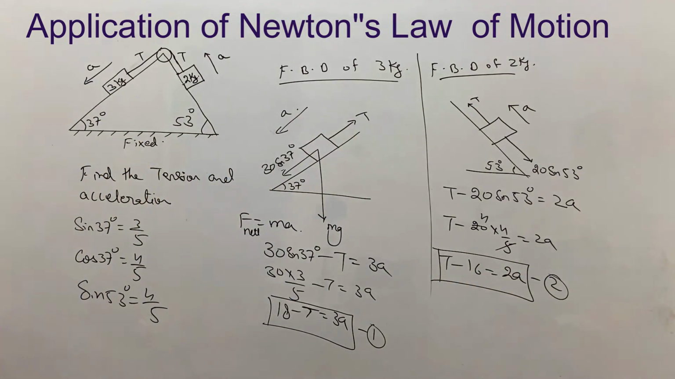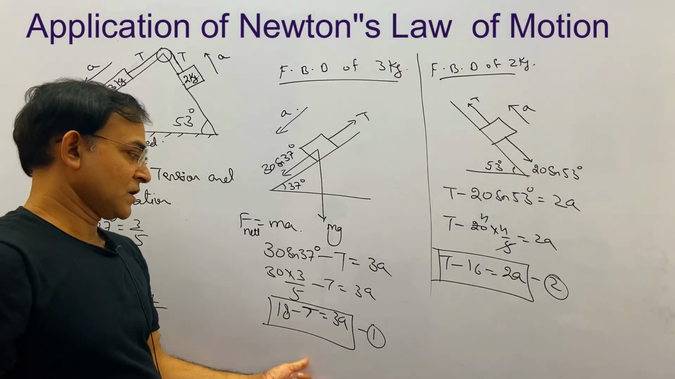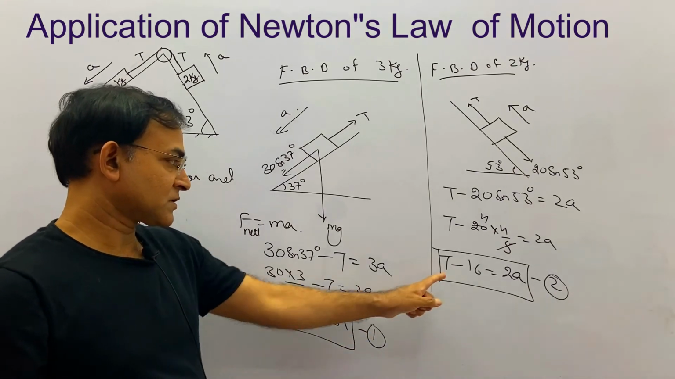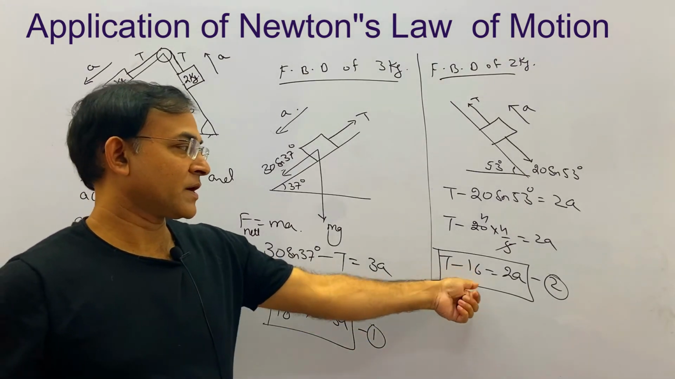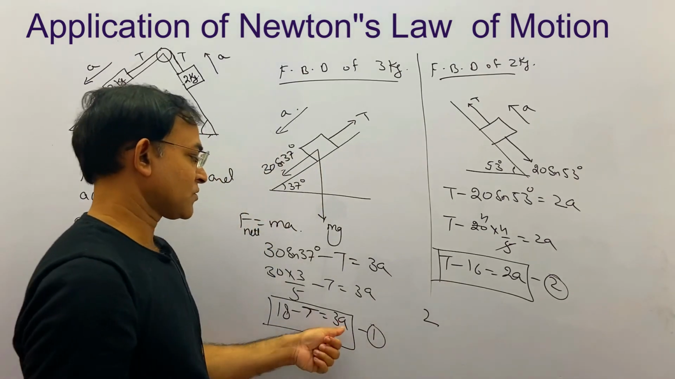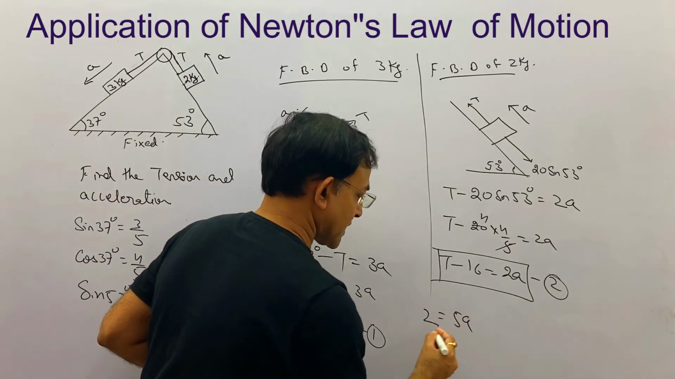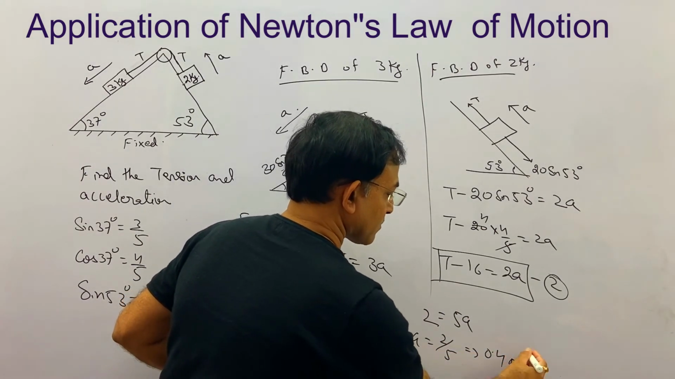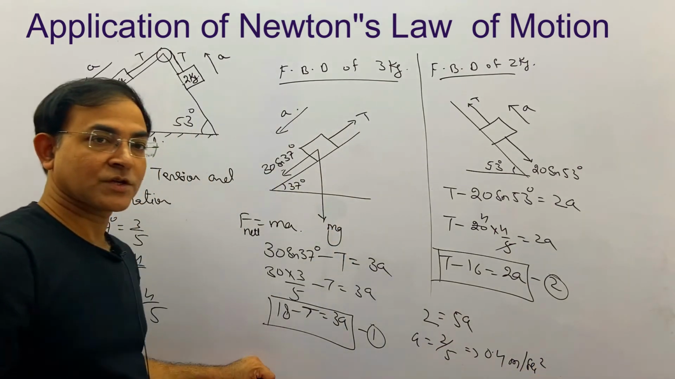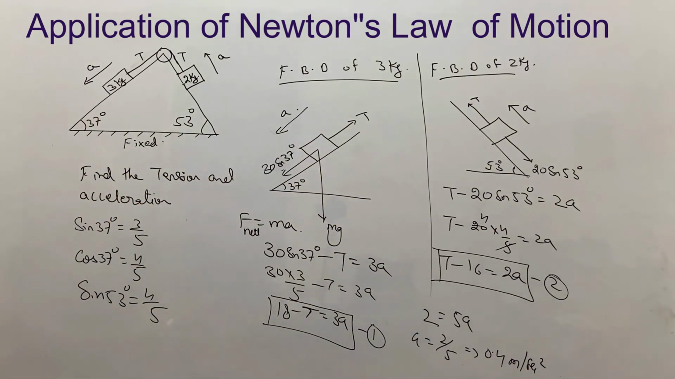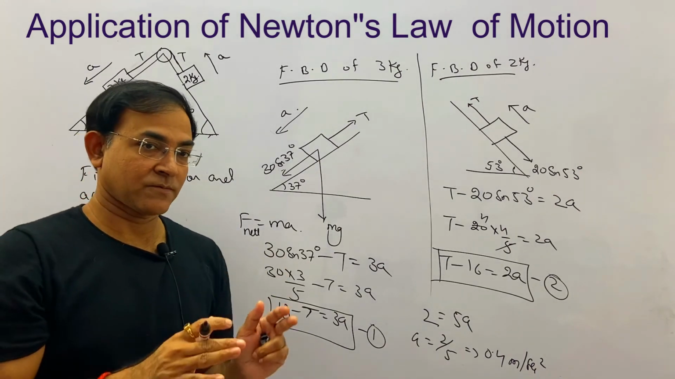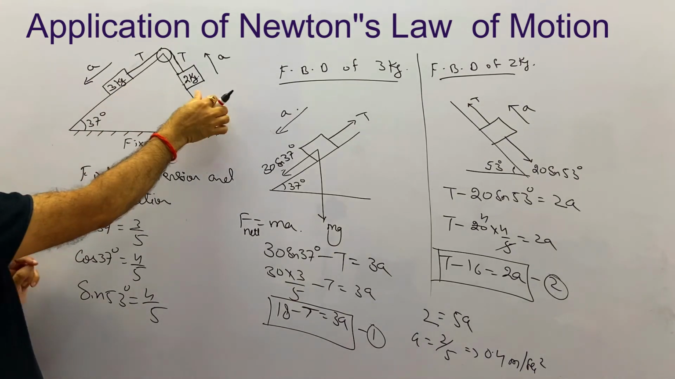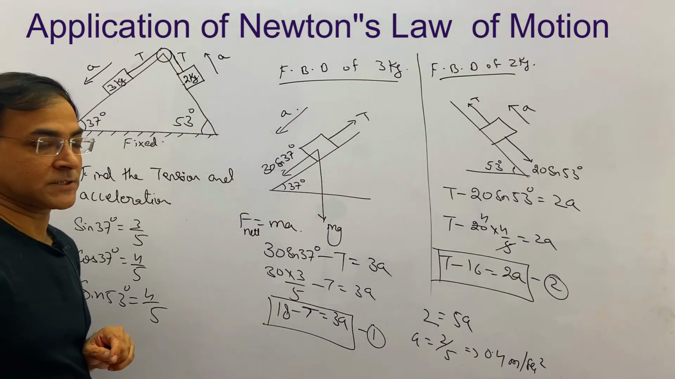So this is T minus 16, and this is 18 minus T. Now we will just add these two equations. If you add, this T and this T will be cancelled out. 18 minus 16 you will get 2, and this is 5a. So the acceleration is 2/5, which means 0.4 meter per second square. So the acceleration is positive 0.4 meter per second square. It means our assumption is perfectly correct. It means practically the 3 kg will move in the downward direction and the 2 kg will move in the upward direction.